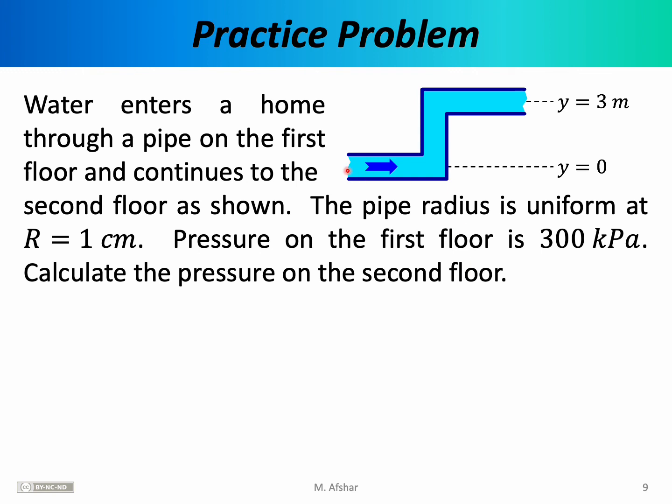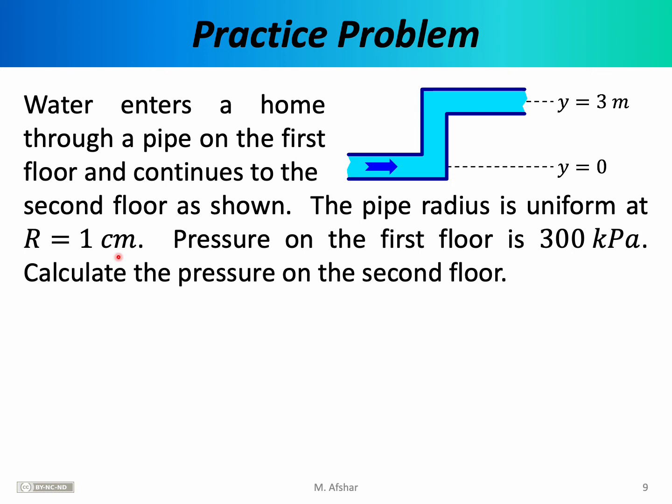So what we have here again is a pipe segment. Water is entering the home. We'll call that y equals 0. And then the pipe has to move to the second floor at y equals 3 meters. Notice that the cross-sectional area of the pipe remains uniform. The radius is given to us as 1 centimeter. The velocity of the fluid is not given to us.